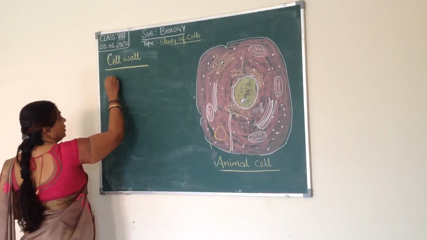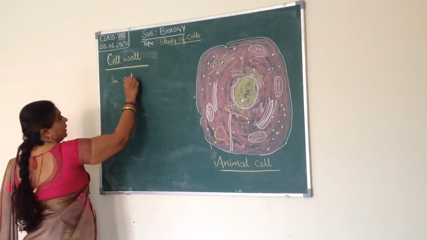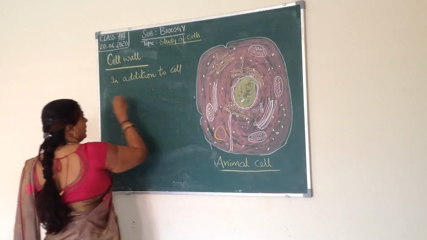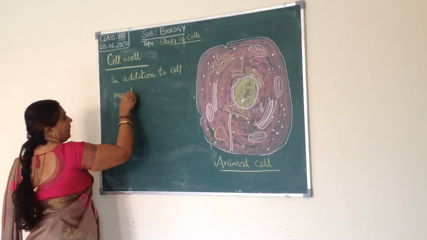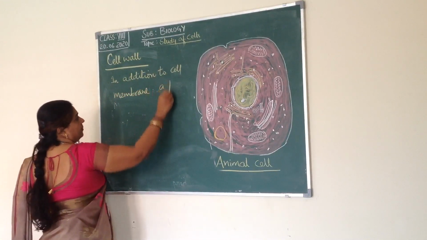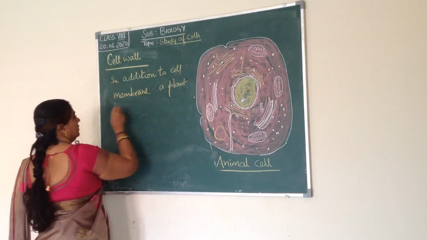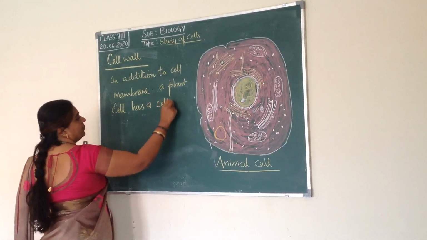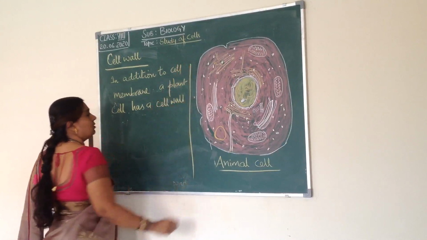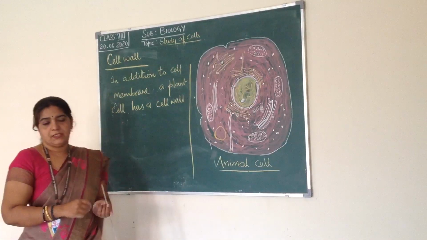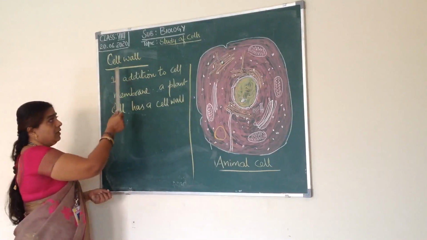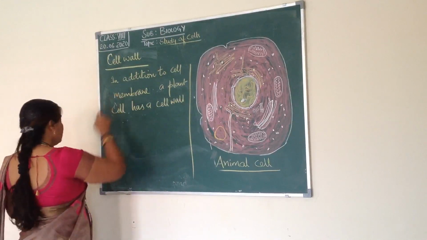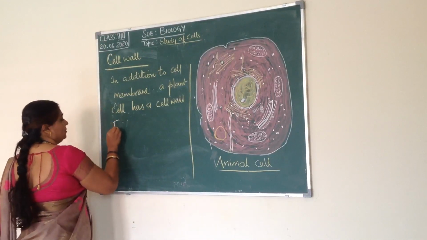So in addition to the cell membrane, a plant cell has a cell wall. That's how we can make out the difference between a plant cell and an animal cell. A plant cell will have a cell wall, and an animal cell does not have a cell wall. So let us see the function of the cell wall.